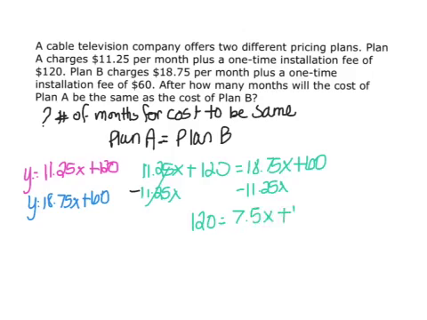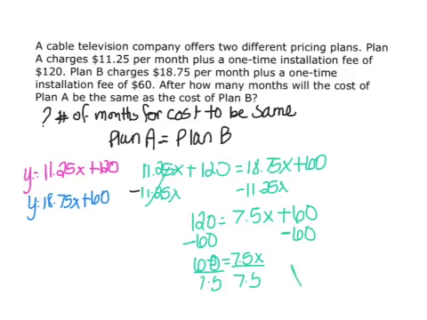I'm going to move my constants now, so I'm going to subtract 60 from both sides, and I get 60 equals 7.5x. I need to divide both sides by 7.5, and I get x equals 8.